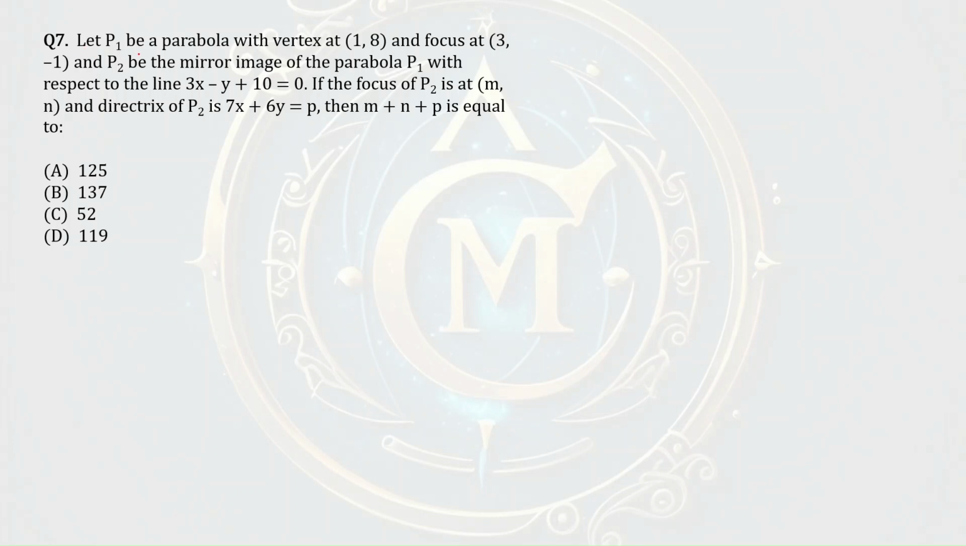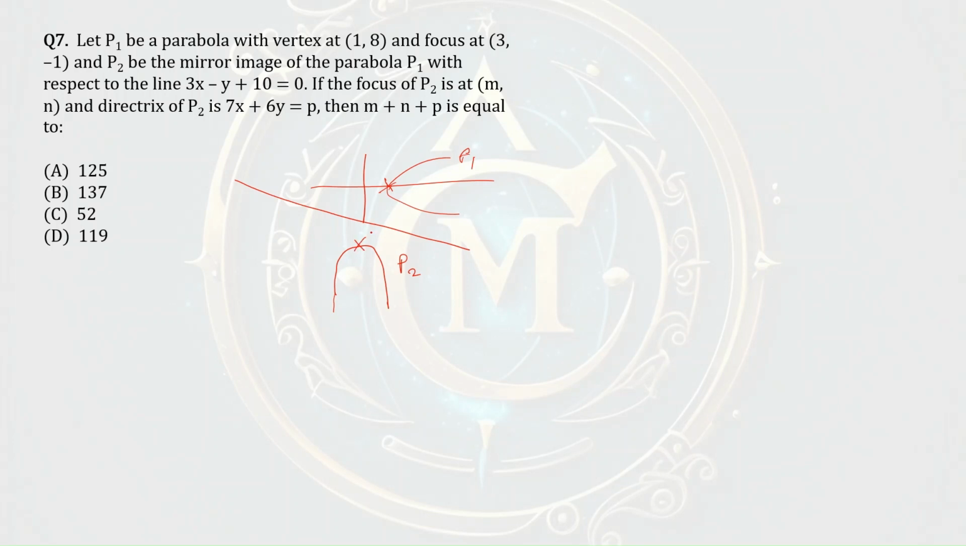Okay, so here P1 is a parabola with vertex at this and focus at this. Let us draw a rough diagram of this parabola. The parabola is somewhat like this. The axis of the parabola is not the x-axis or y-axis, it is a straight line. So if we draw a line here and take the mirror image of this parabola with respect to this line, the mirror image will look like this. So here this is parabola P2 and this is P1.